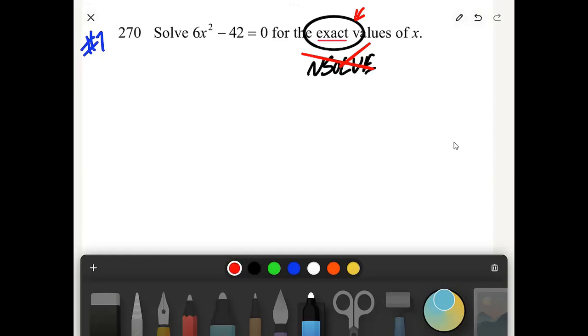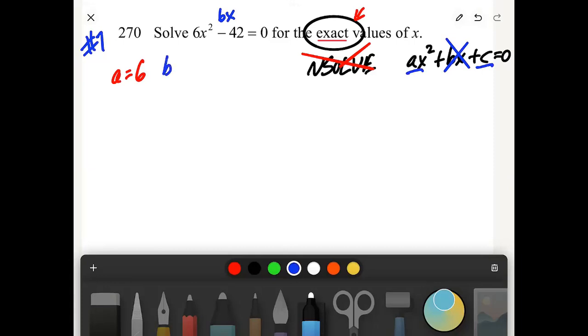Very first thing, we got to get the coefficients. So A is going to be 6. Now you should notice that there is no BX term. It goes from x squared. So normally you would have this. You would have AX squared plus BX plus C equals 0. In this case, there is no BX term. We just go here and here. So you're going to say B is equal to 0. And then the constant is equal to a negative 42.